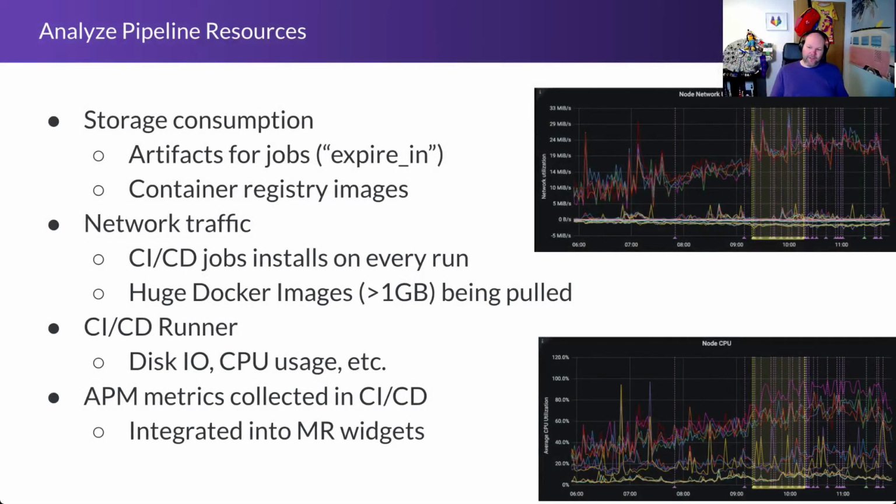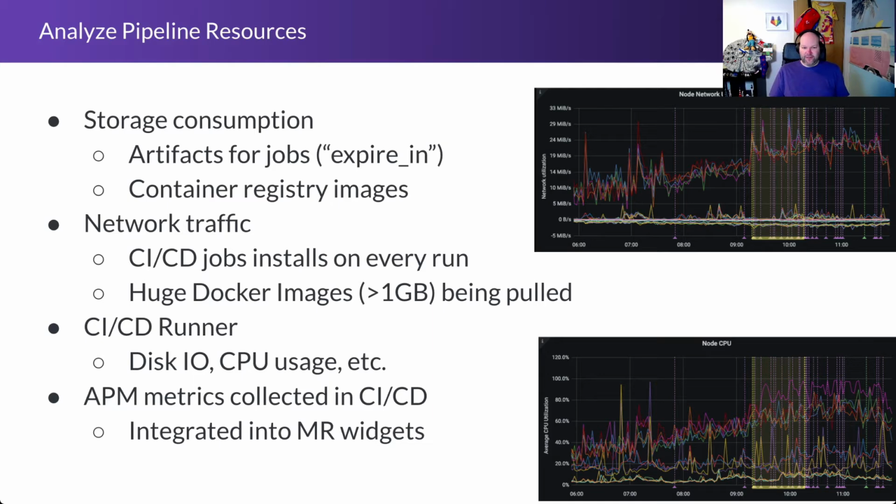The thing is, the pipeline on its own is a black box to monitor. You also want to dive deeper and say, hey, I want to monitor the storage consumption, like disk usage. Maybe expiring the artifacts if there are some for the jobs.